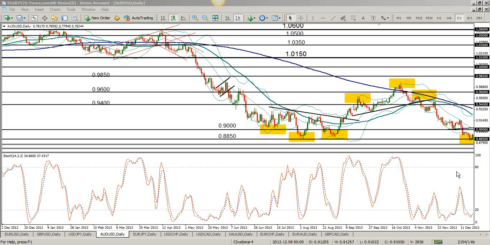On RSI, it's going to be different. I believe on the default RSI, it's going to be 30 and 70. Okay, 30 is oversold, 70 is overbought.